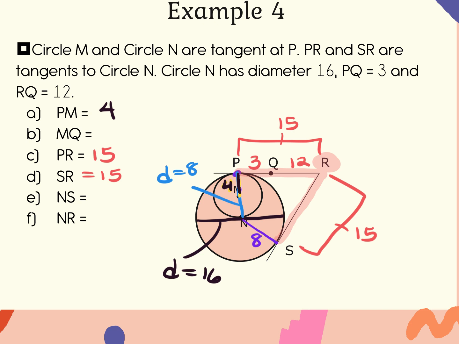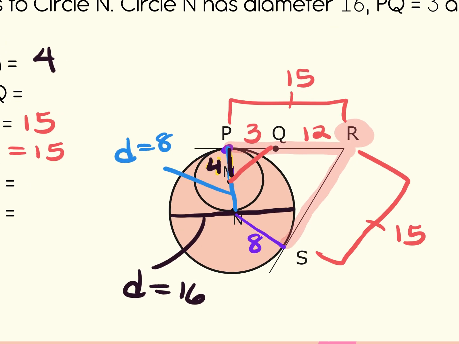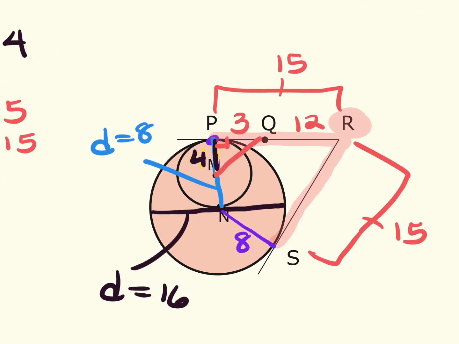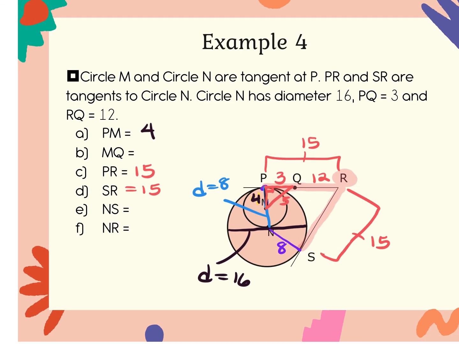Now MQ, it's not drawn in here. I'm going to draw it. It's right here. Remember, since P is a point of tangency, I've got a little right triangle here. And here's my classic 3, 4, 5. So MQ is 5. Now, if you didn't recognize that Pythagorean triple, you would do 3 squared plus 4 squared equals C squared, which is your MQ. 9 plus 16, 25, square root it, and that's how we get 5.